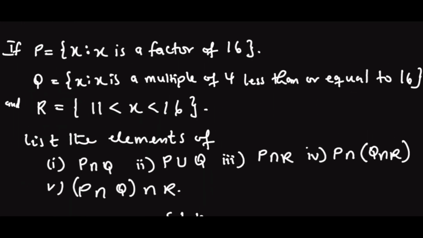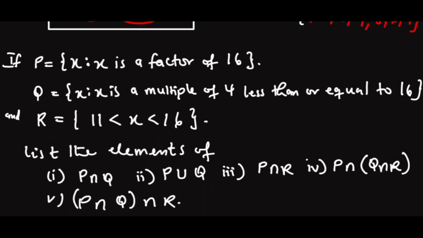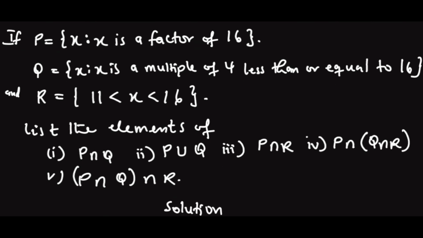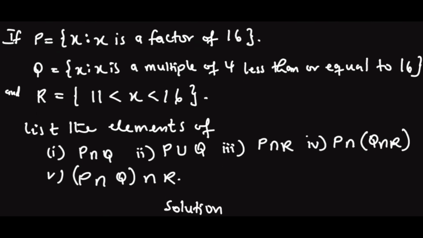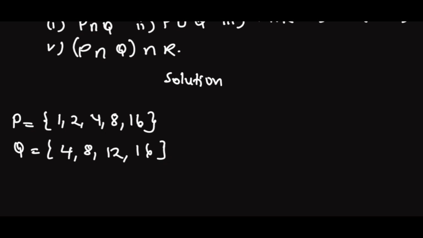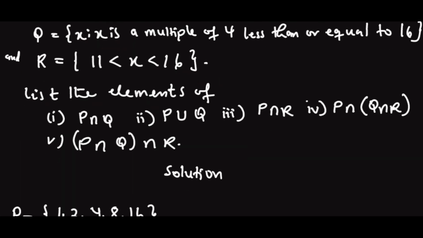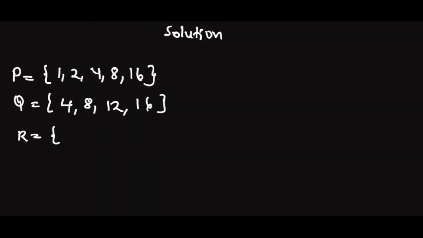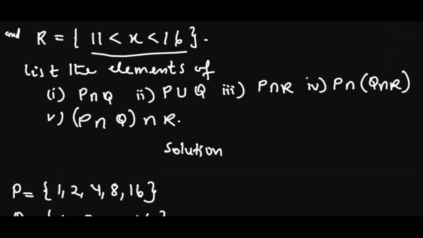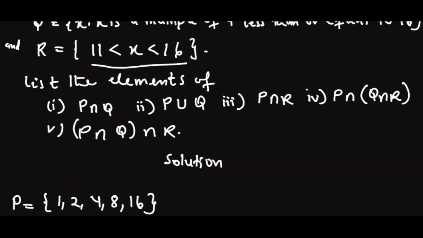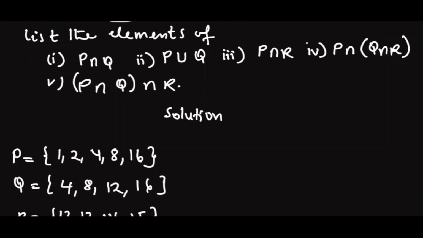The next one is R, and R is between 11 to 16, and we assume that R is an integer. So R is going to be equal to, now that we know that our R is between 11 to 16, we start 12, 13, 14 and 15. So these are the elements we have here, and it says you should find (i) P intersection Q.